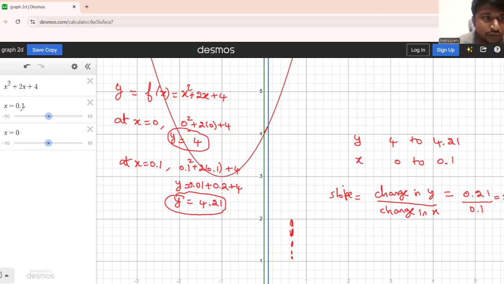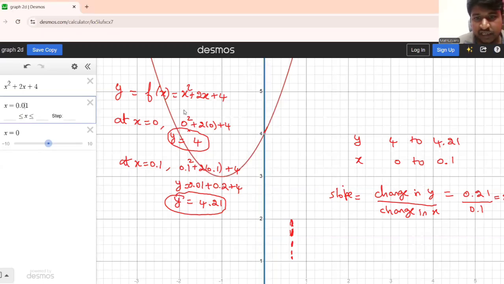So instead of x equals 0.1, think about if I go very close, like x equal to 0.01. Then you can see the lines are almost close. If I make it 0.001, 0.0000001, then the beauty is that we can just consider it as a point. So this was the basic thought process behind the creation of calculus.